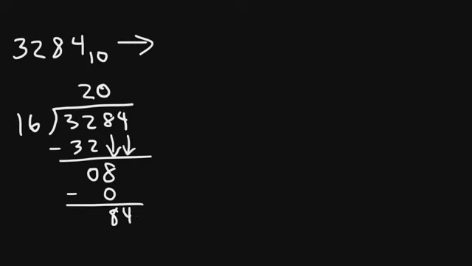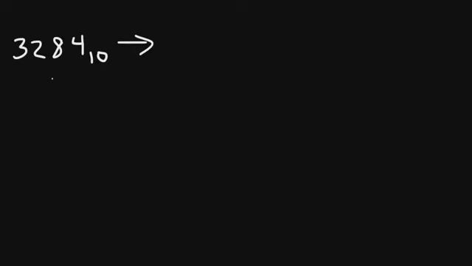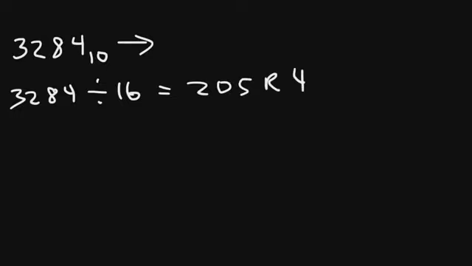How many times does 16 go into 84? 16 goes into 84 5 times. 16 times 5 is 80, and so we get a remainder of 4. So it's going to be 205, remainder 4. So then we write this: 3284 divided by 16 is 205, remainder 4.